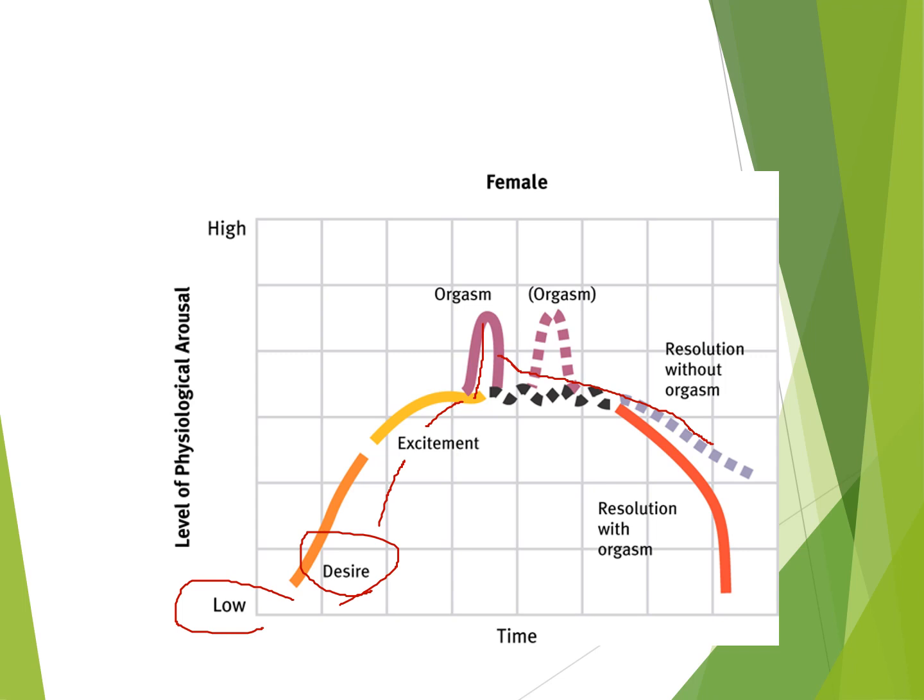So there are 2 scenarios for a woman. One is that someone can get an orgasm, and others may not necessarily get an orgasm. Now, for the ones who get orgasm, they resolve with orgasm. For some, the phases are the same, but they don't have orgasm, but they still have a resolution. This is a very normal experience.